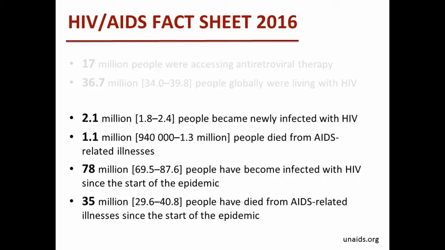And at present, from the beginning of the epidemic, 78 million people became infected with the virus, and 35 million people have died because of AIDS-related illness since the start of the epidemic.